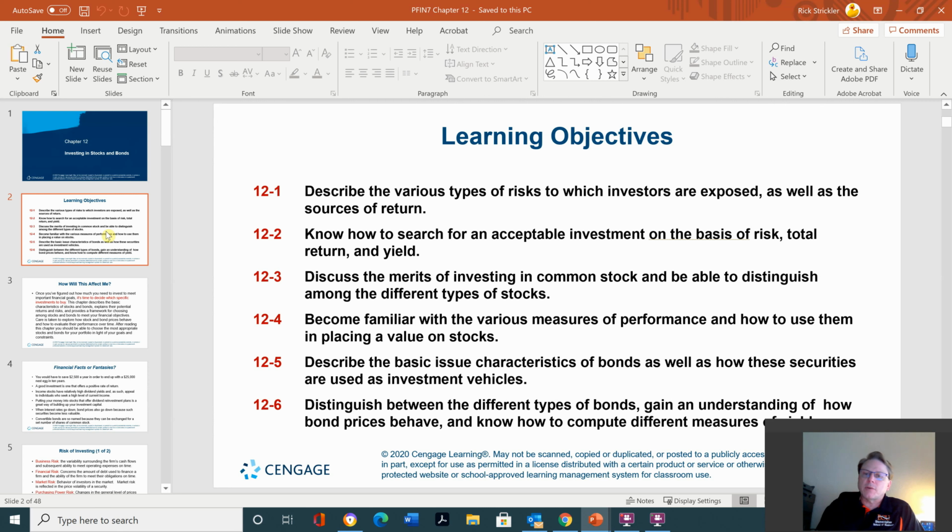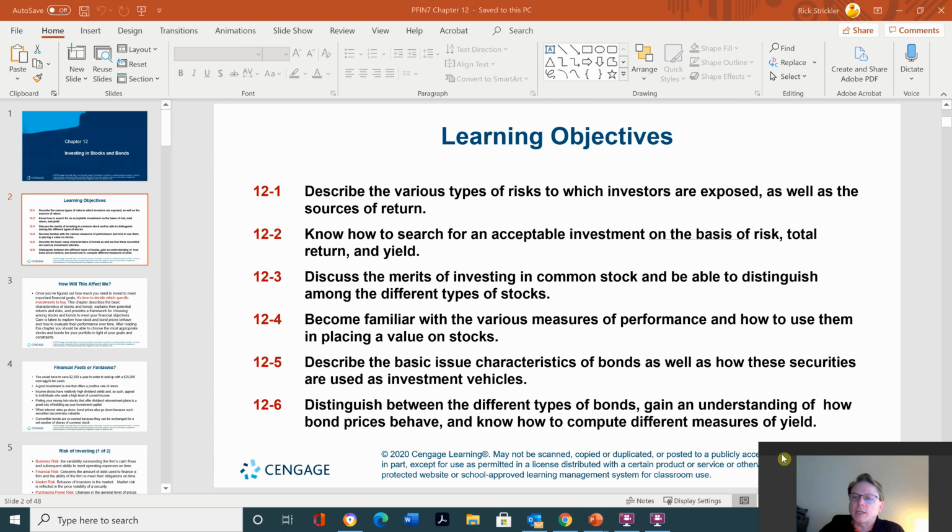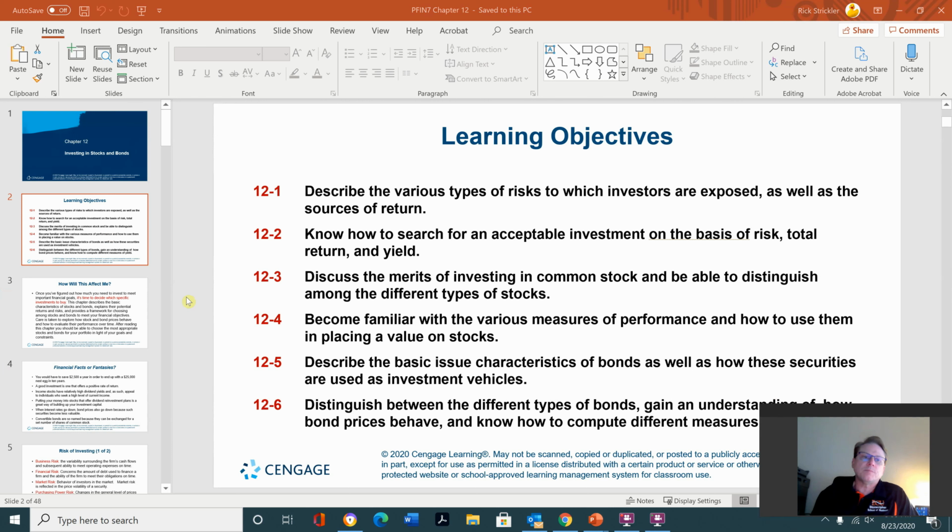Describe the basic issues, characteristics of bonds, as well as how these securities are used as an investment vehicle, and distinguish between the different types of bonds. Gain an understanding of how bond prices behave and know how to compute the different measures of yield.